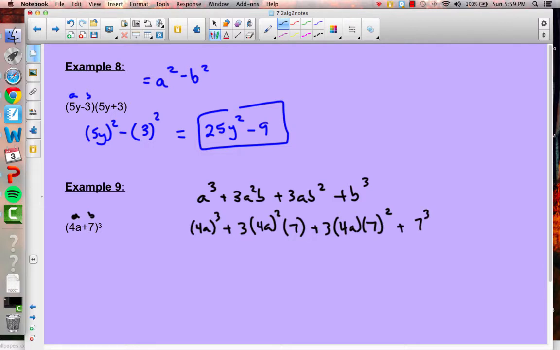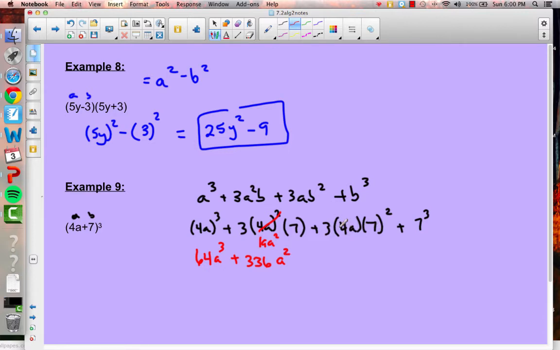So it looks complicated at first, but now it's just a matter of simplifying, and this is where your exponent rules are going to come in handy. So in this case, we could do 4 cubed, so 4 times 4 times 4, that gets you 16 times 4, which is 64. So 64a cubed. Here we're going to do some little simplifying. 4 squared, that gets you 16a squared. And then 3 times 16 times 7, that gets you 336a squared.